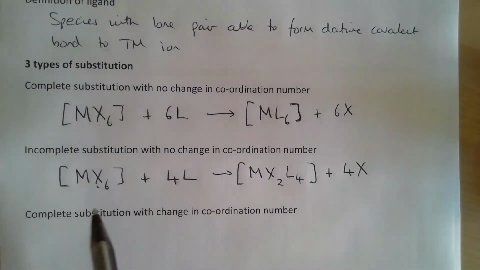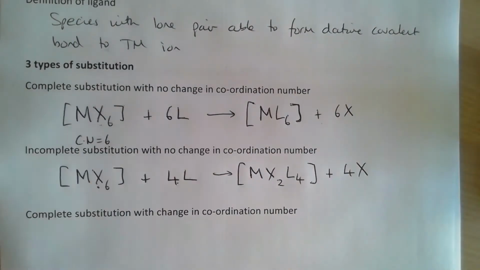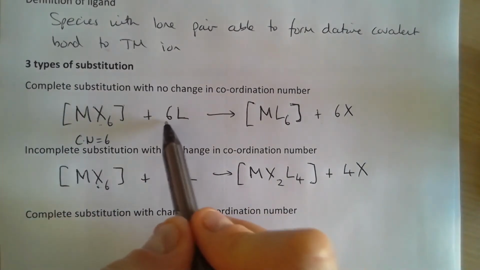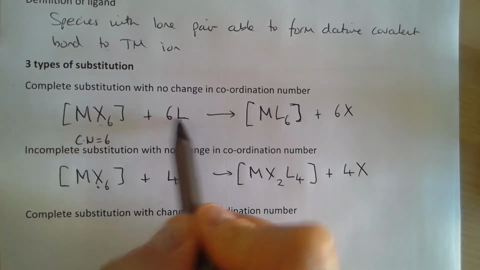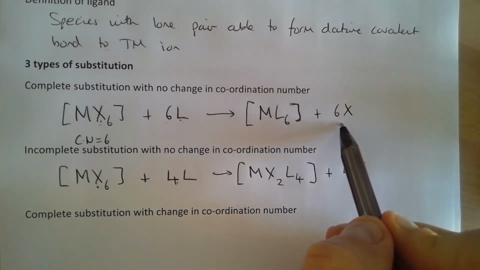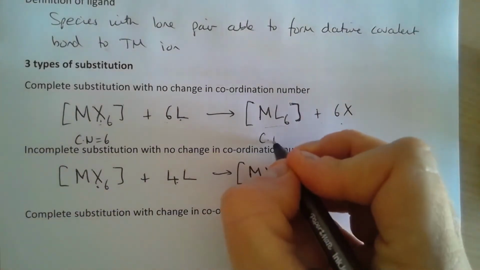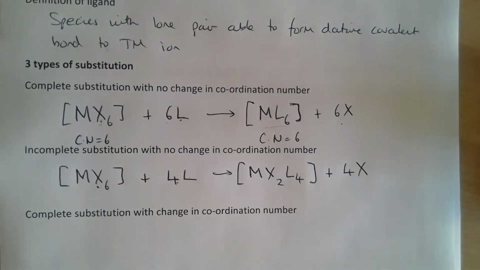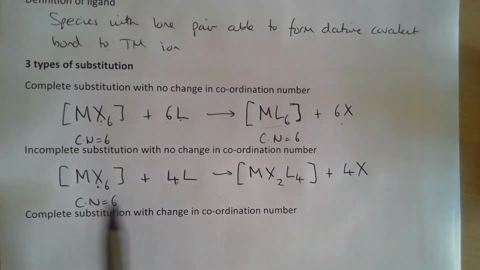So let's just think about exactly what we've done here. We've got 6 ligands, therefore we're going to have a coordination number of 6. We've reacted that with 6 L's, which are also monodentate ligands. They have kicked out or displaced all of the X ligands, so they're on their own, no longer in the complex, and replaced them in the complex. The coordination number of this is also going to be 6 because there's 6 ligands. Similarly here, 6 ligands, therefore 6 dative covalent bonds if they're monodentate, and therefore a coordination number of 6.